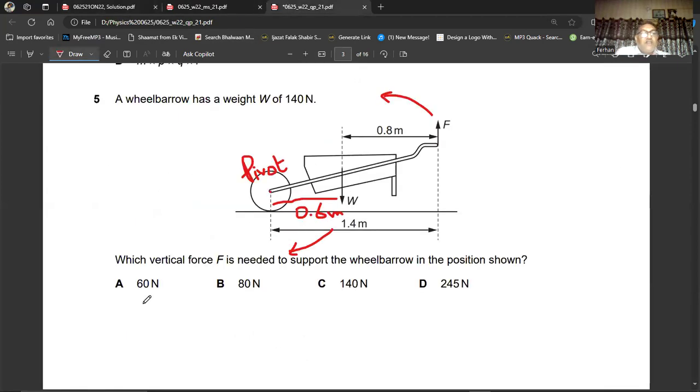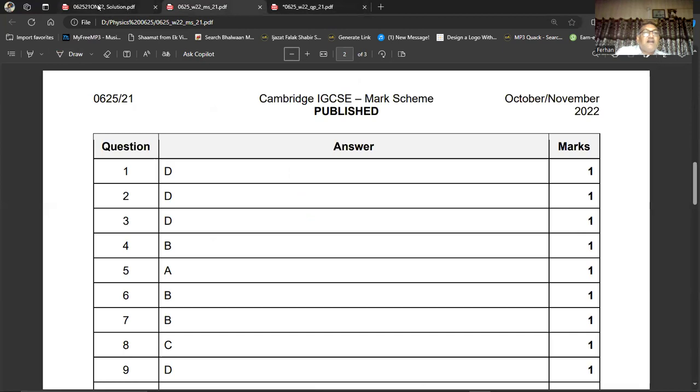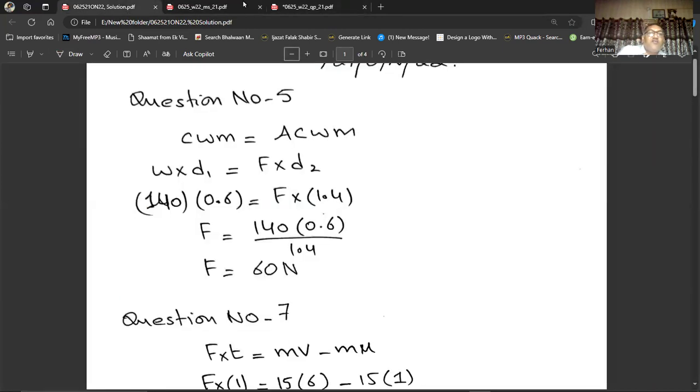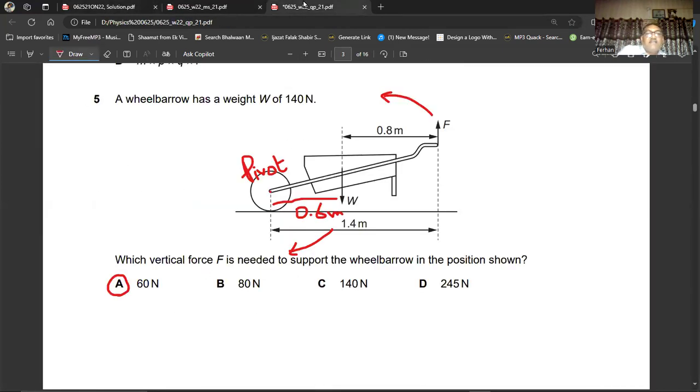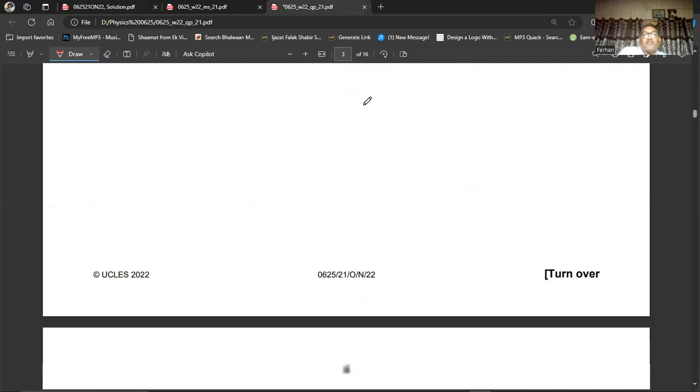60 Newton, do we have that option? Yes, sir, we have this option. This is the A option, question number 5. A is the right option, sir. This is how we have solved it, and this is the question. Okay, so A is the right option.